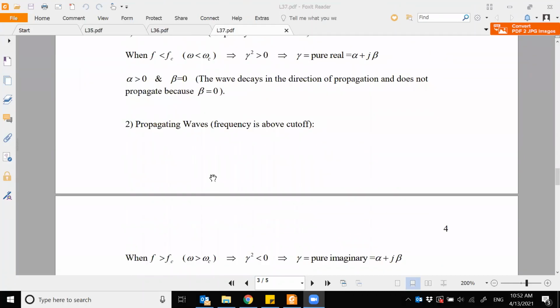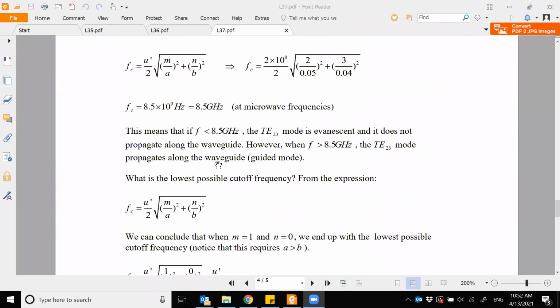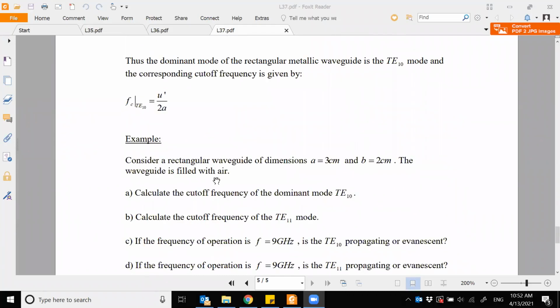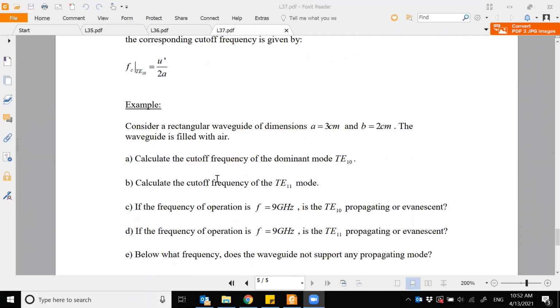So I think we will stop here, guys. In the next class, we will look at some of the examples, and also we will try to look at the transverse magnetic wave.